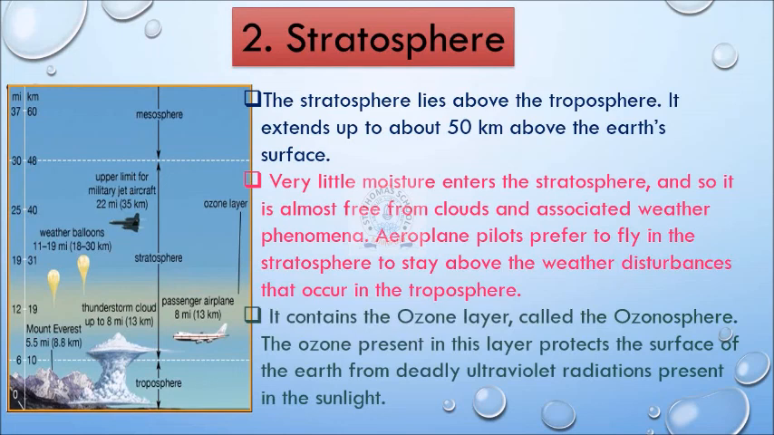It contains the ozone layer called the ozonosphere. The ozone present in this layer protects the surface of the Earth from deadly ultraviolet radiations present in the sunlight.